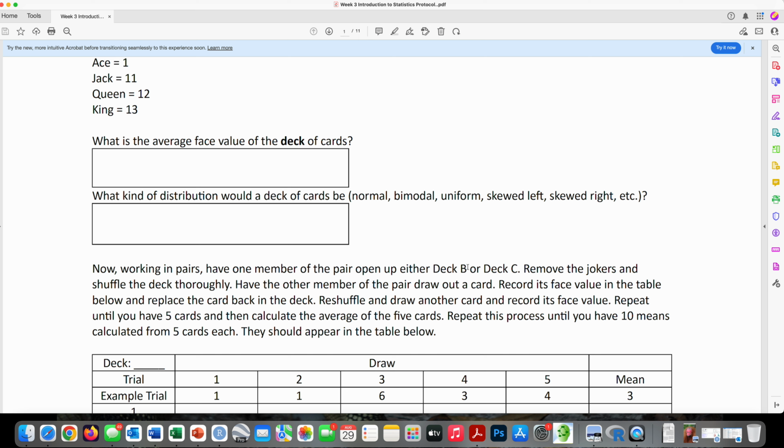So once they're done with that, have them put that deck away, and they need to break up into pairs or 2 and 3, depending on how many people are in their group. Groups of 4 would be best. 2 people work on deck B, 2 people work on deck C.